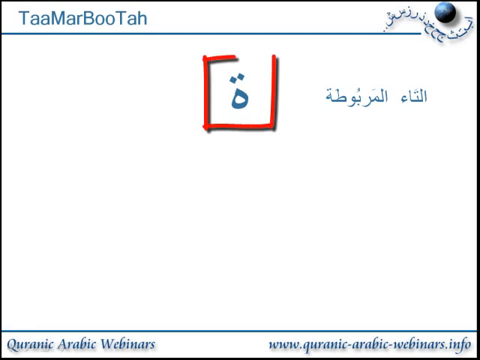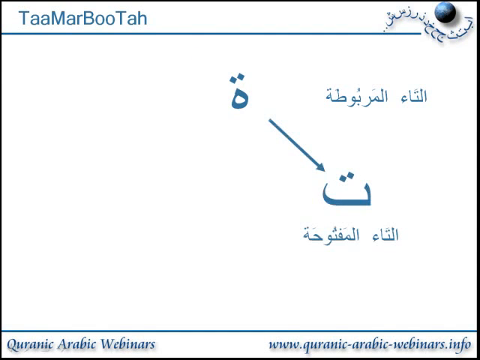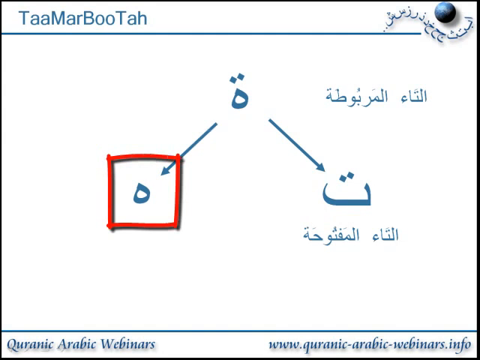So this is the TaaMarBooTah, and it looks like a little ha with two dots on it. Essentially the reason it is like that is because sometimes it will behave as the normal ta. So here we have the normal ta that we're used to, and this one is known as the ta al-maftuha. And we know we have the normal soft ha that we've learned in the alphabet.